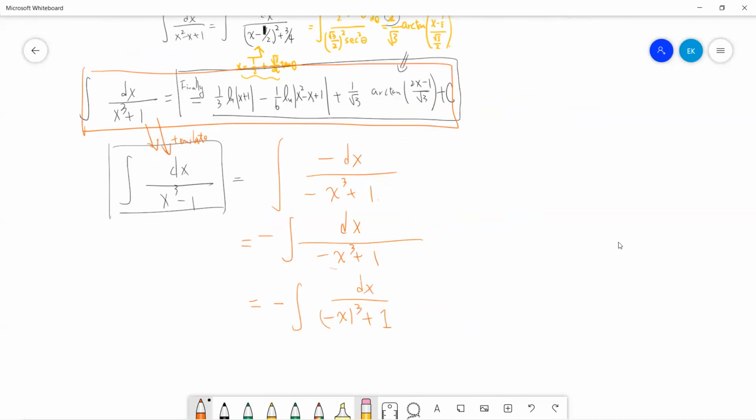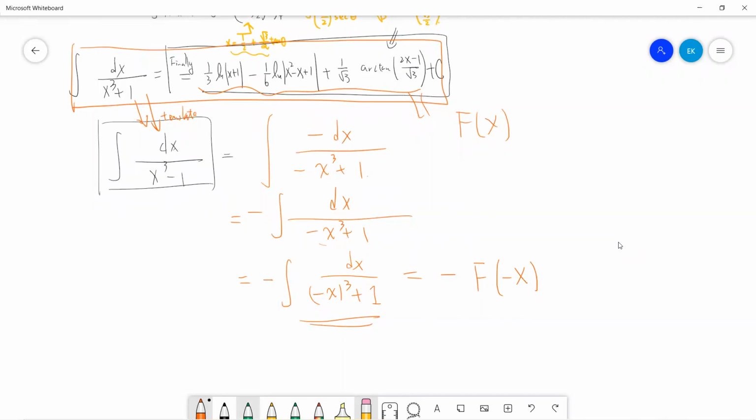Suppose this term is called f of x, right? Then this term will be just minus 1 times f of negative x. So now we already have f of x from here, so we can just write down the answer: minus 1, and then change everything into minus x.